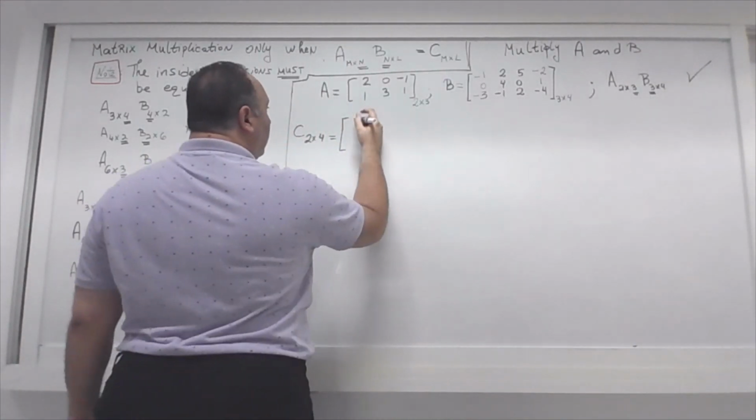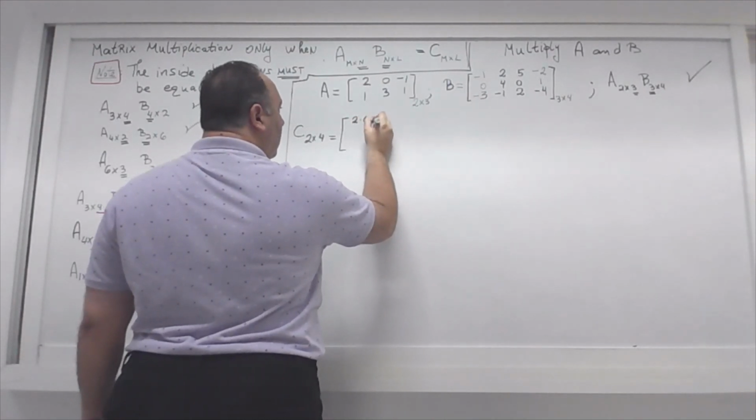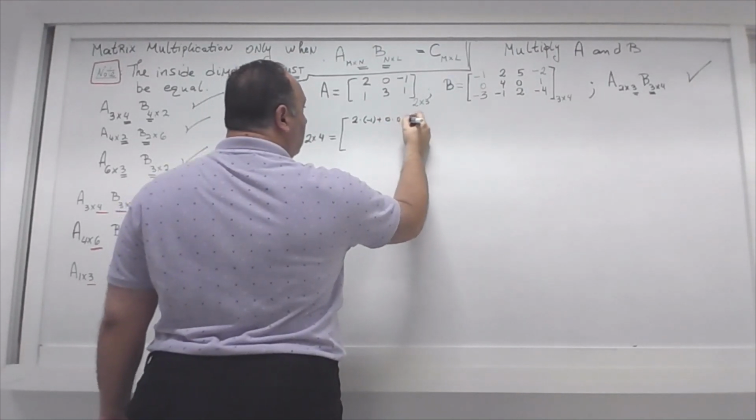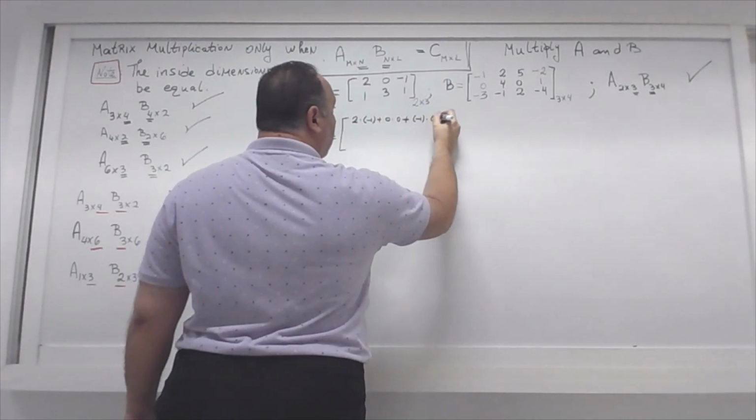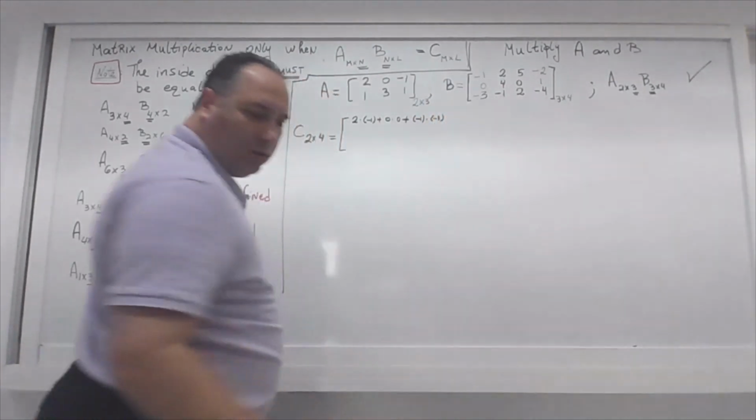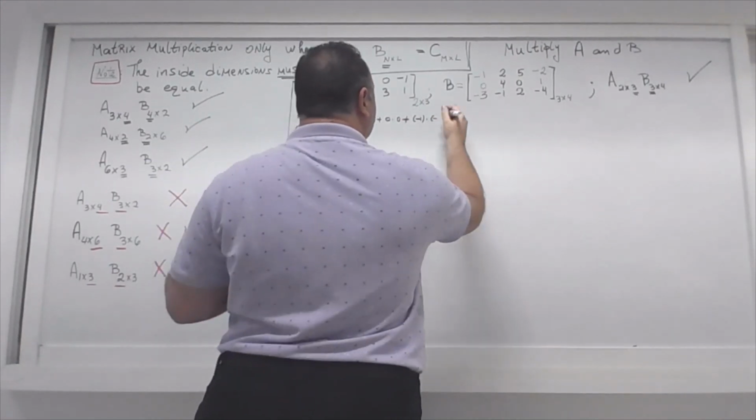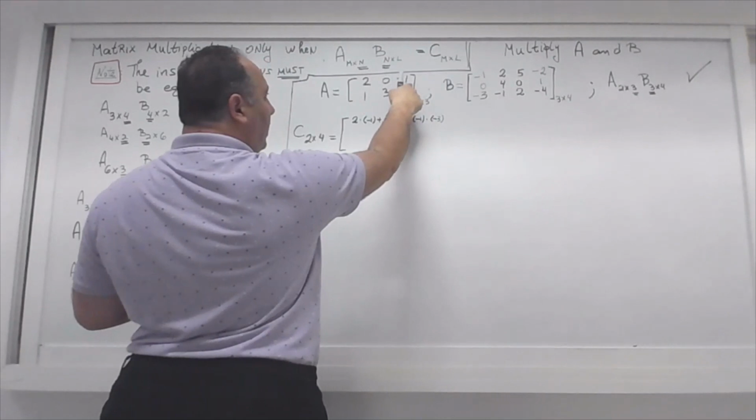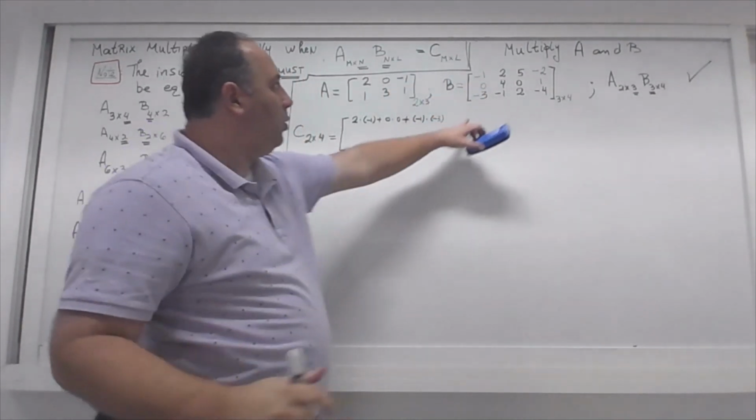So I'll write it in detail. I have 2 times minus 1, plus 0 times 0, plus minus 1 times minus 3. So that will be my first entry of the resulting matrix. It's row 1 of A dot product with column 1 of B.